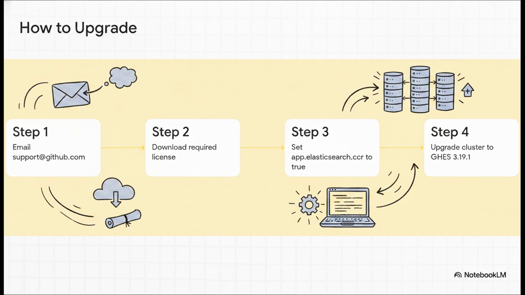First, shoot an email to support@github.com and tell them you want the new HA setup. Second, download the required license they give you. Third, open up your terminal and run the command ghe-config app.elasticsearch.ccr true. And finally, apply that config and upgrade your cluster to version 3.19.1. That's the very first release to support this incredible new setup.